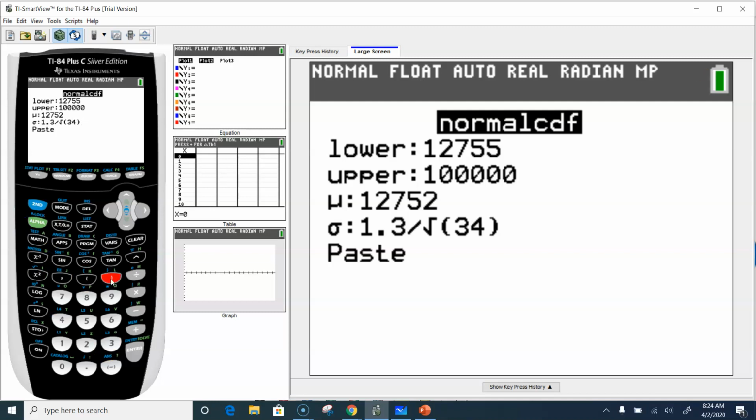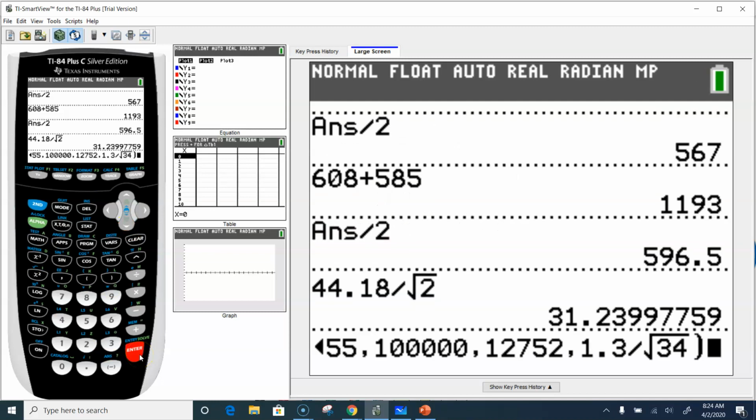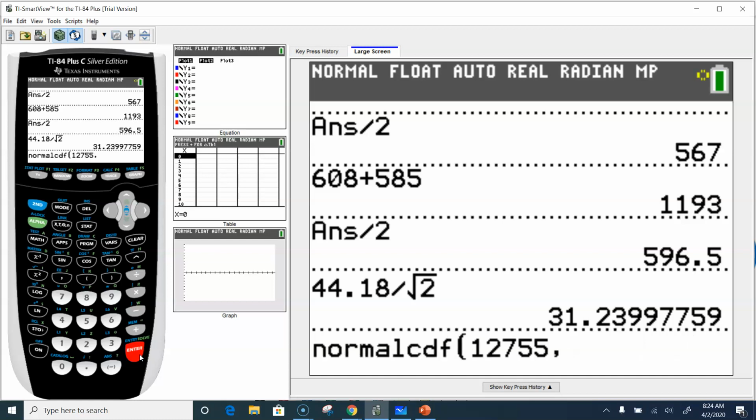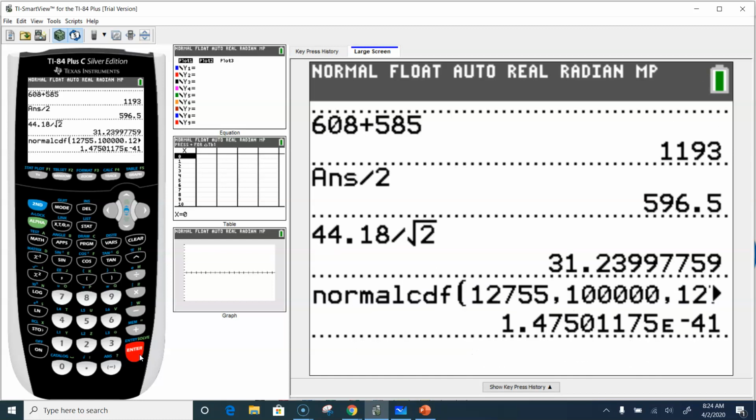And again, if your screen doesn't look like mine, that's okay. Don't panic. It'll look like this, right? You put in your lower limit, your upper limit, just separate everything with commas like we did in the last chapter. So that is really unusual. That's going to be a really, really small number. See how it's 1.475 times 10 to the negative 41st.